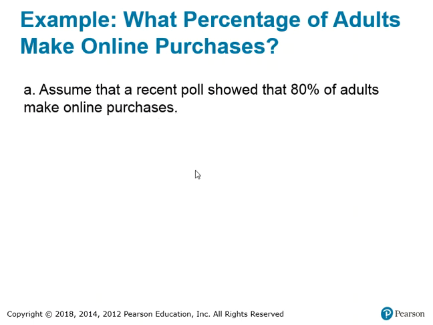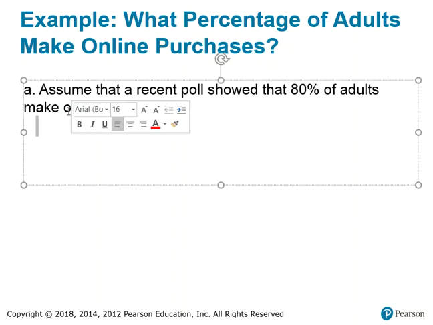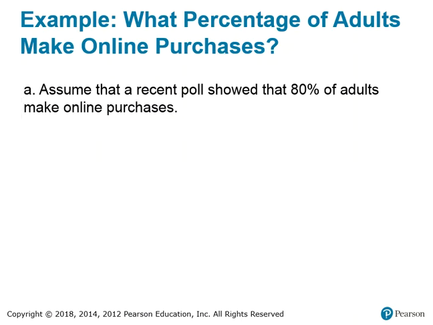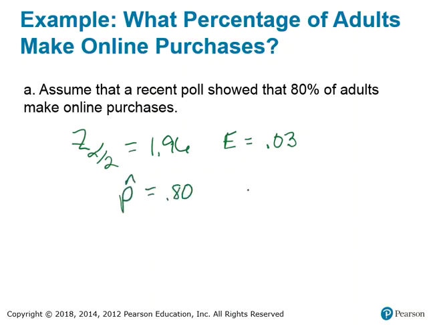So on A, we're doing a 95% confidence, so let's think of what we know. We know our Z alpha over 2, our critical value. If it's 95%, that's 1.96. What else do we know? We know our margin of error is 0.03. We change our percentage points to decimals. We know our p-hat. Our p-hat is 80% or 0.8. So therefore we know our q-hat, because 1 minus 0.8 is 0.2.